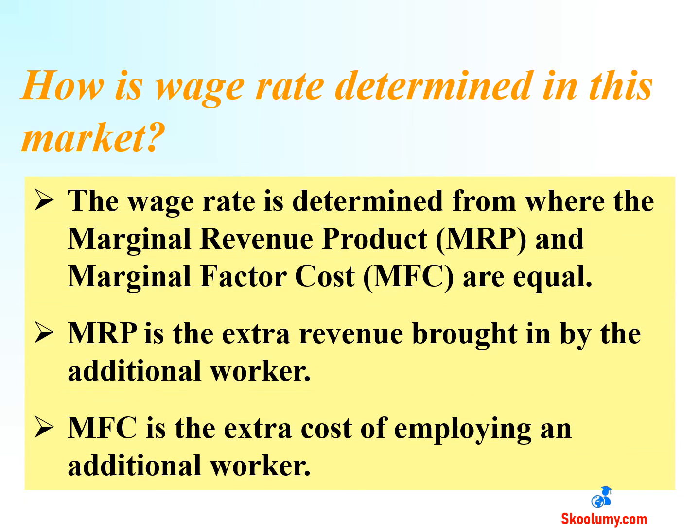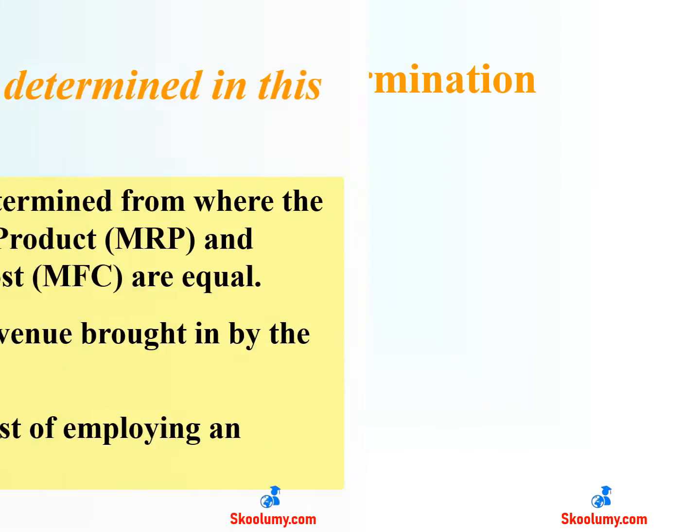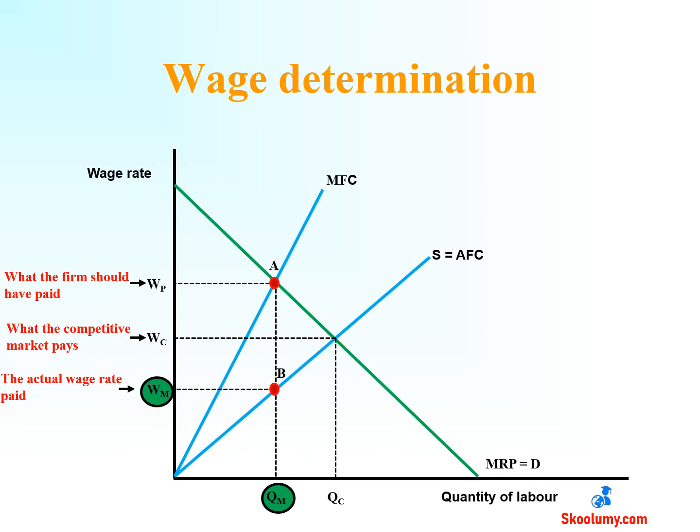The wage rate is determined from where the marginal revenue product and the marginal factor cost are equal. That is from where MRP is equal to MFC. MRP is the extra revenue brought in by the additional worker, while MFC is the extra cost of employing an additional worker. MRP is the demand for labor curve and it is downward sloping, while MFC is upward sloping.